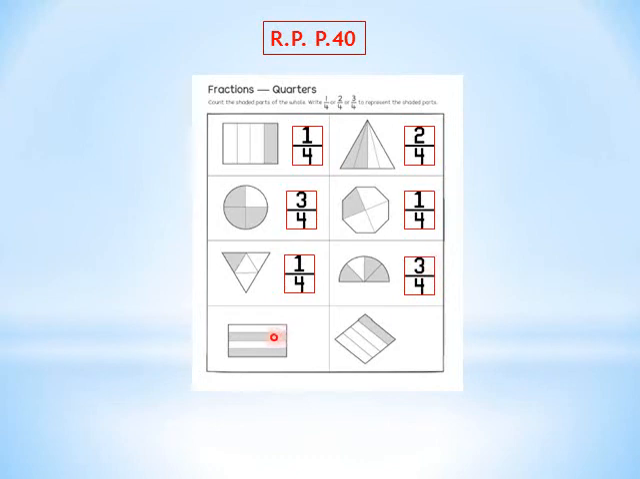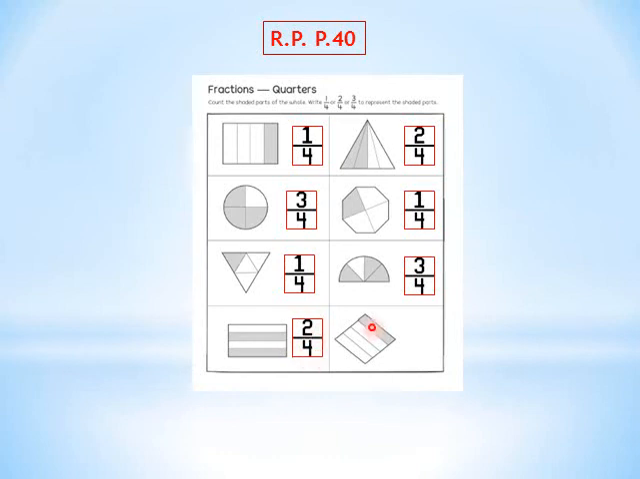I have in this rectangle 2 shaded parts, so I will put 2 at the top. And then I will count all the parts. 1, 2, 3, 4. So I put 4 at the bottom. This fraction is 2 over 4 or 2 quarters.